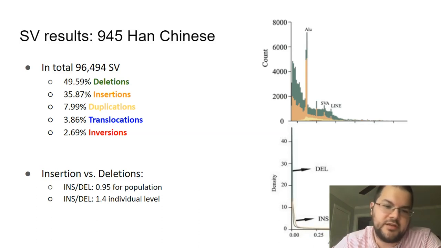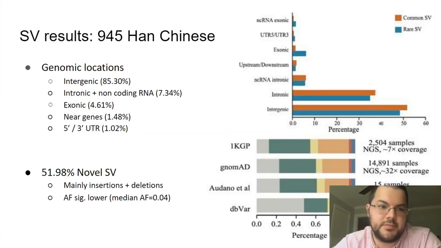However, in our data set, we focus on just one ethnicity, obviously, and there we saw this insertion to deletion ratio of around one at the population level.